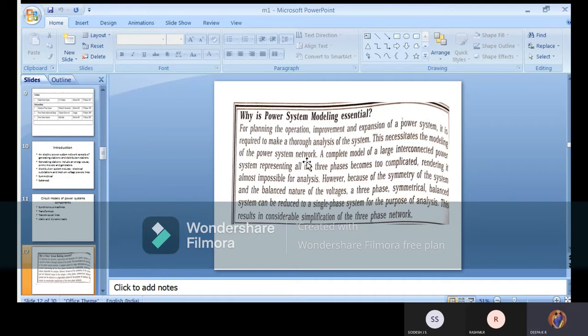A complete model of a large interconnected power system representing all the three phases becomes too complicated. If you think about all three phases, R phase, Y phase, and B phase, at a time, you will get confused about which one you're doing, which one you're calculating. So you have to discriminate: is it a symmetrical load or an unsymmetrical load? Because if you know the balanced condition, and you calculate any one phase, it is possible to say the second phase is similarly obtained, and the third phase also. Otherwise, the complication of the model will increase.